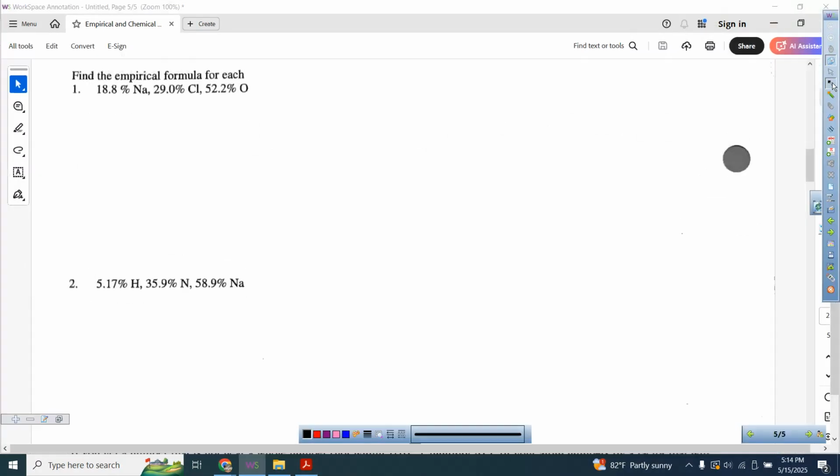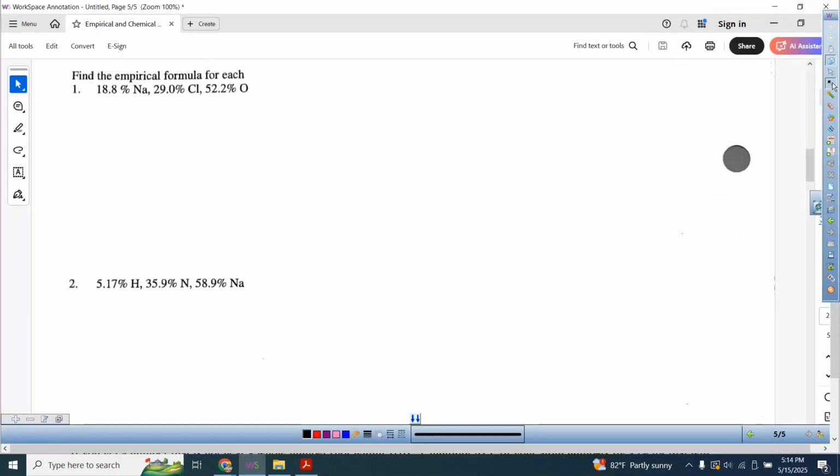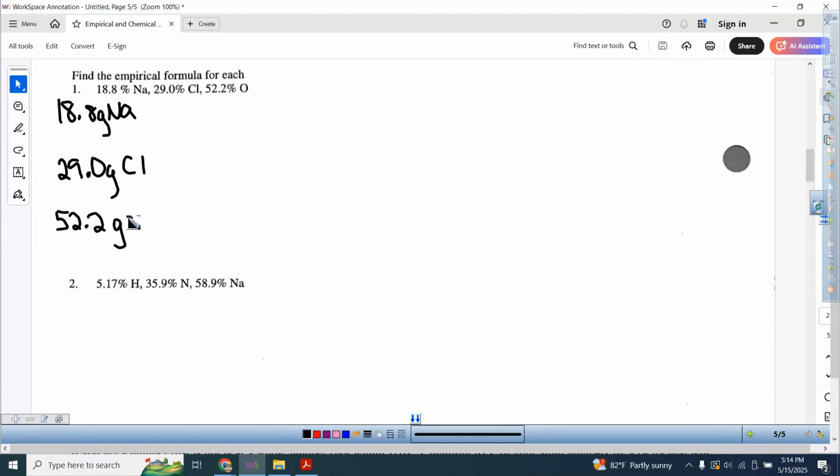Okay, I'm going to show you how to do another one. This one has 3 elements. And so I'm given percents. And because I'm given percents, I'm just going to turn that into grams. So we are permitted to magically turn those into grams. Just be really careful when you copy them down. A common mistake is to mix up which element is which. And then for each one, we're going to go to moles.